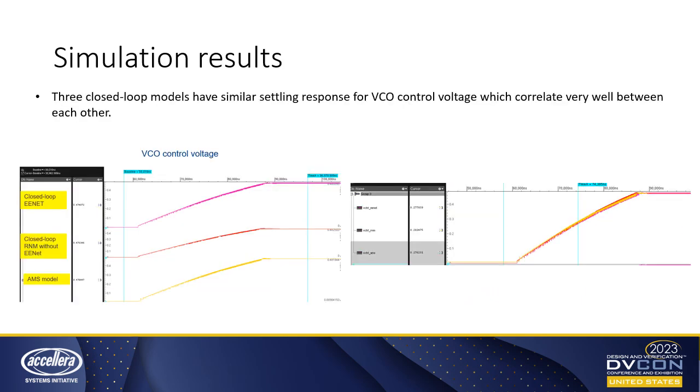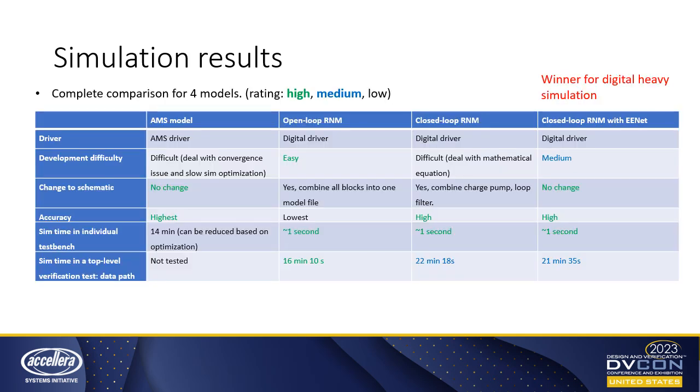This slide shows the simulation results of the 3 closed-loop models. As you can see in the waveform, the VCO control signal, which is used to show the settling response, correlates very well between the 3 models in the comparison. This table shows the final comparison of the 4 models, including 1 AMS model and 3 real-time models, from different angles. We also color the ratings, with high as green, medium as blue, and low as black.